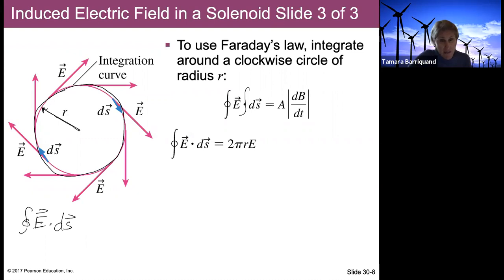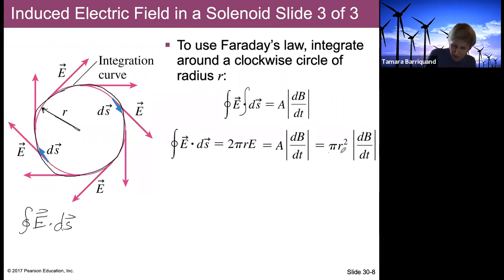Now that's going to be equal to the area times dB dt. And we know the area of our circle too. The area of our circle is equal to pi r squared. So it'll be pi r squared dB dt. Setting these two equal to each other, we see that 2 pi r E equals pi r squared dB dt. So I can divide through by 2 pi r.